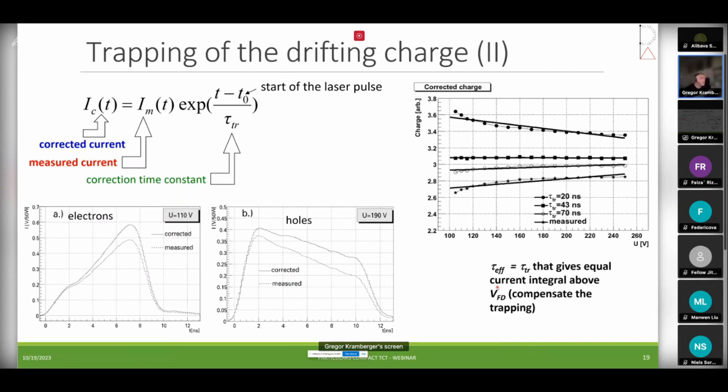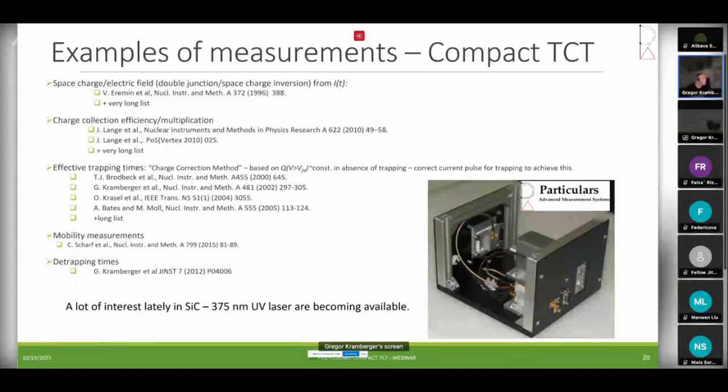So there were a lot of studies done. I have a list of the publications that use that. So this is the list. These are just a few examples; there is a very long list for every single one of these. So the space charge and electric field profile: this is the first publication with the TCT on that. Then you have charge collection efficiency and multiplication. Even that you can measure. So this is here. The effective trapping times are here.